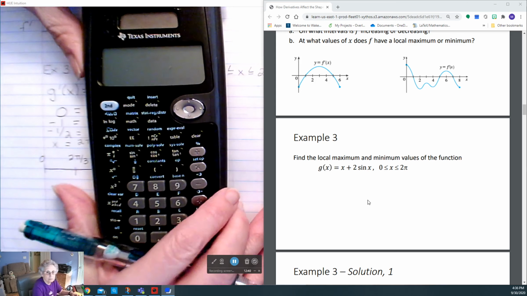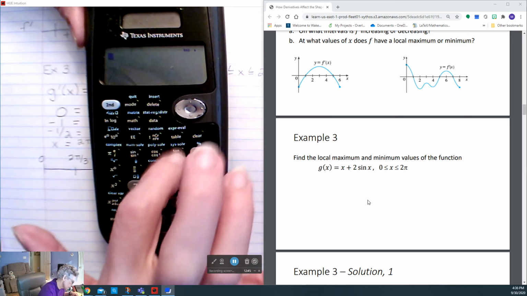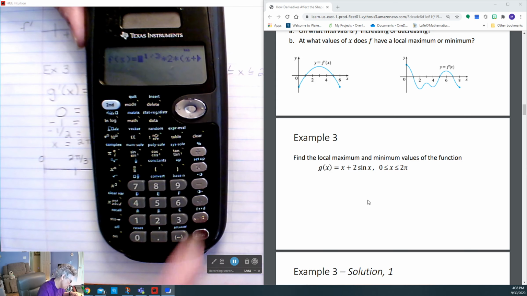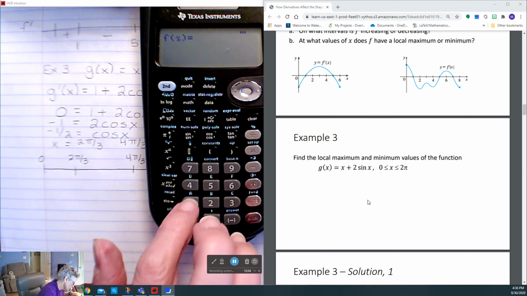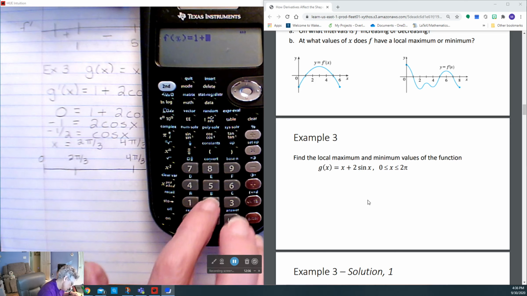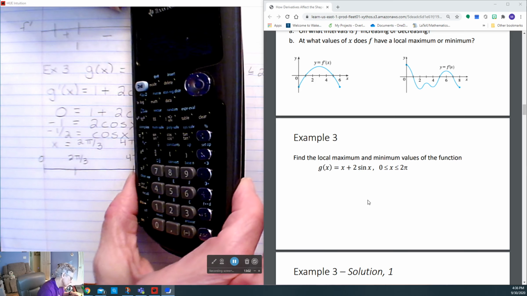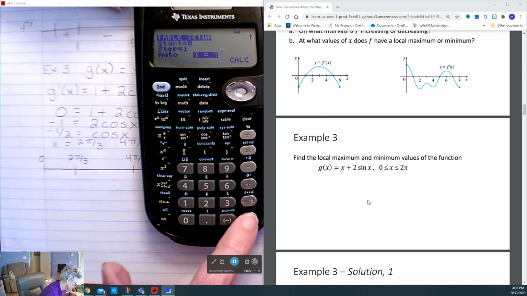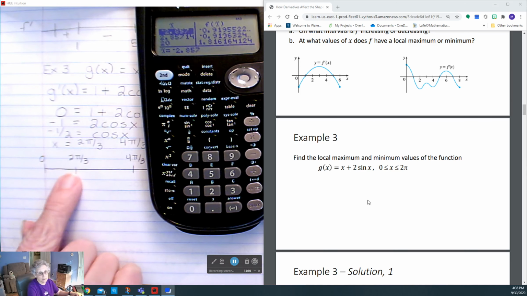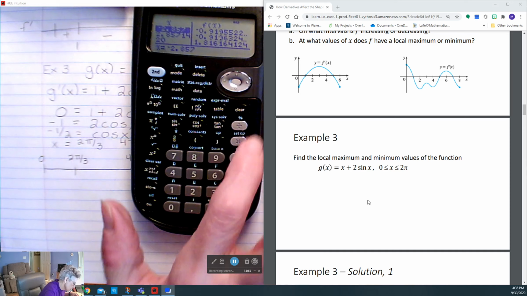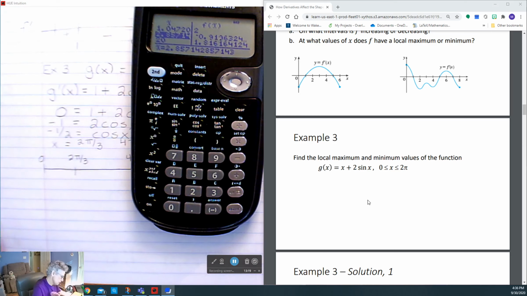You can also make use of your technology. Let's make use of our technology. Table, edit function, clear out the old stuff, and let's put in our derivative. 1 plus 2 cosine x. And make sure I'm in radians. Yes, indeed I am. So first I need something between 0 and 2 pi thirds. So let's just put in pi thirds. That gives me a positive thing.